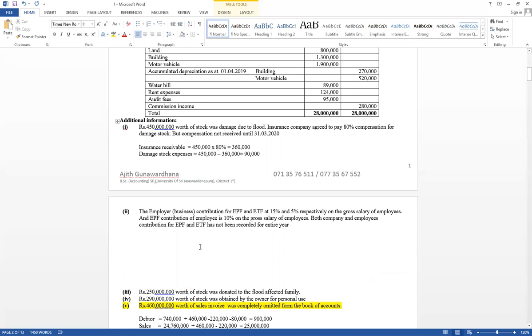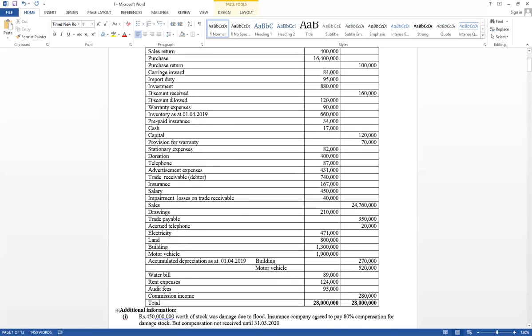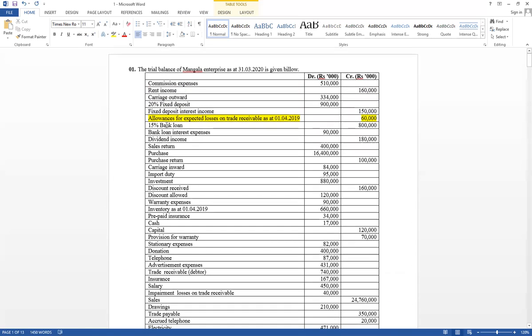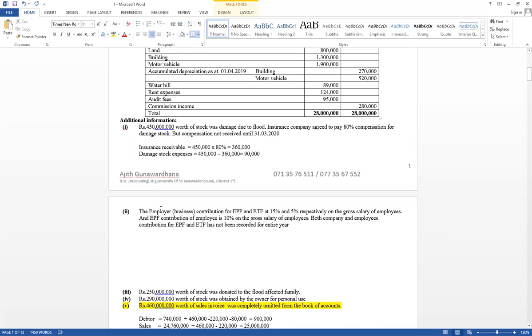Try to recognize whether salary included in the trial balance is gross or net salary. Just given salary in the trial balance, salary is an expense, therefore we can see the debit side. This is salary. Try to recognize. Sometimes it may be gross salary, sometimes it may be net salary. Right, see the adjustment. It has given employer contribution for EPF and ETF, given percentage, employer on gross salary of the employees, and EPF contribution of employee is 10% of the gross salary of the employee. This is the important thing.